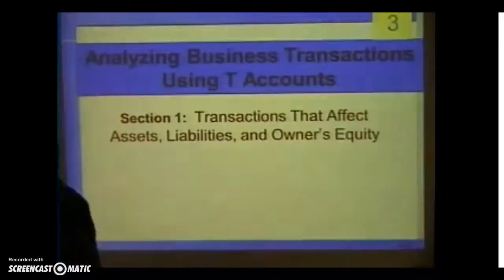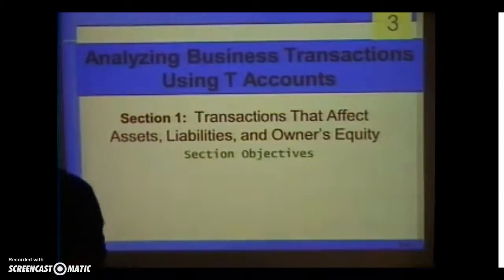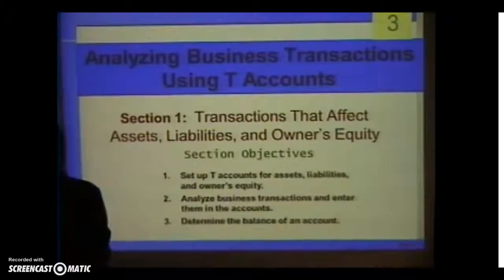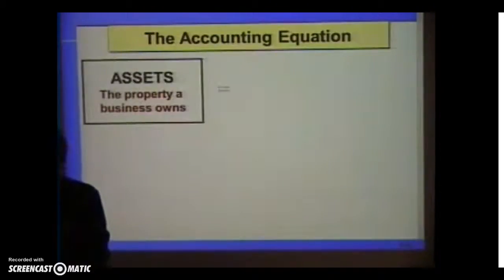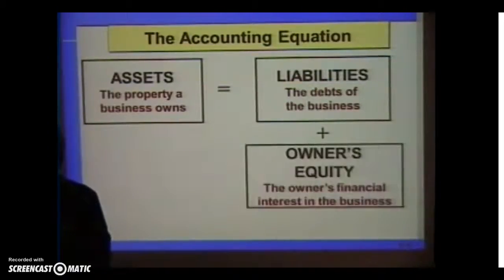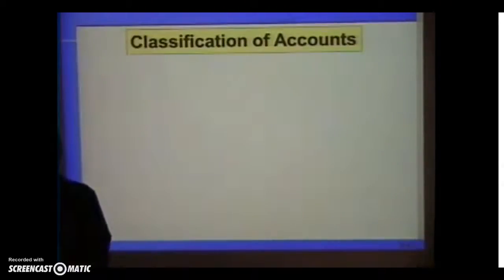Okay, so Chapter 3. We've been talking about the equation, right? Assets equals liabilities plus owner's equity. And that includes revenue minus expenses, minus withdrawals. So far, I think everybody's got the equation down in their minds.